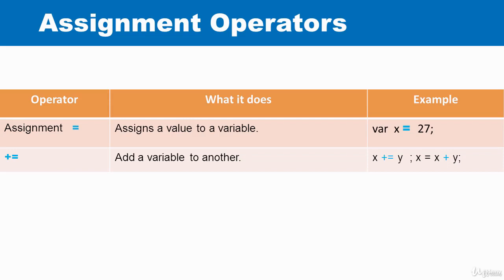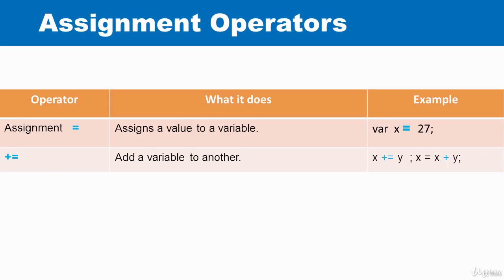Hello and welcome. In this video, I'll be introducing you to JavaScript assignment operators. Assignment operators are basically used to assign values to JavaScript variables. This is a table of a basic assignment operator. We have used this so far in this course. The assignment operator is represented by the equals to sign, and that basically assigns a value to a variable. For example, you can have a variable called x and assign it a value of 27.